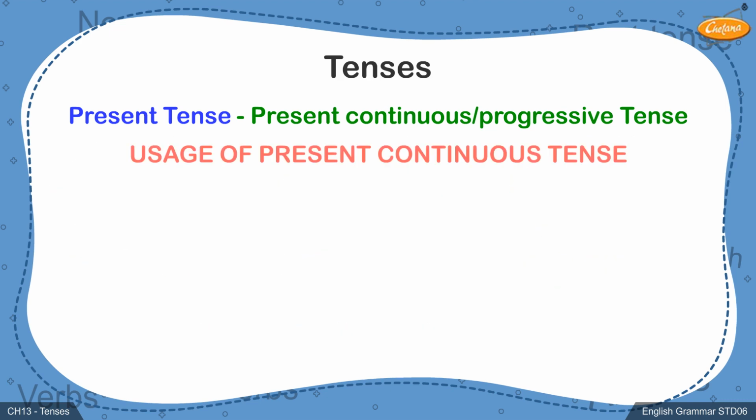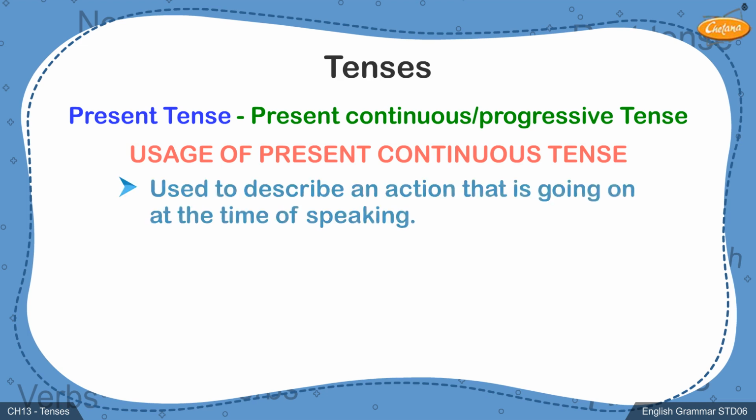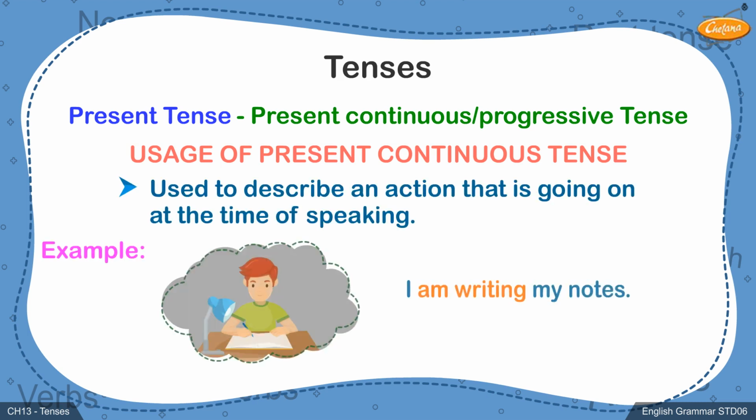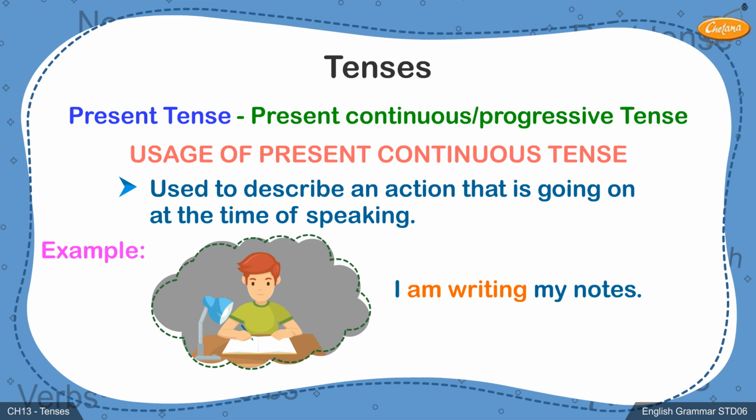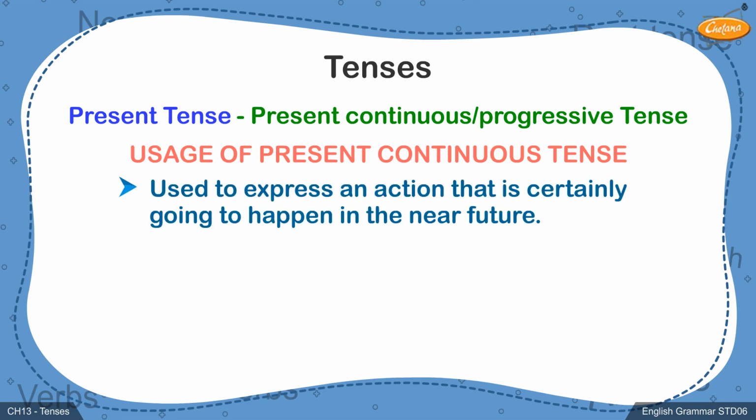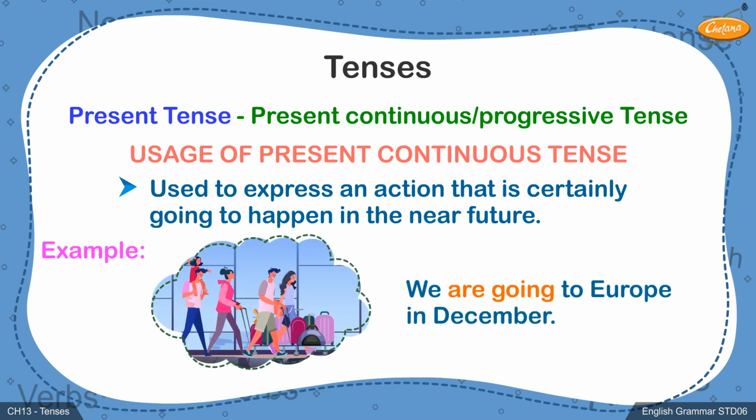A present continuous tense verb is used to describe an action that is going on at the time of speaking. For example, I am writing my notes. Secondly, it is also used to express an action that is certainly going to happen in the near future. Example, we are going to Europe in December.